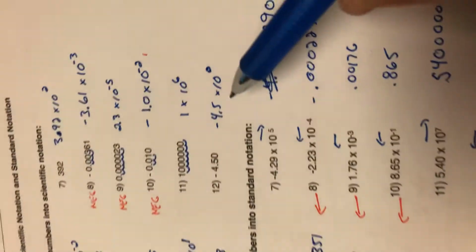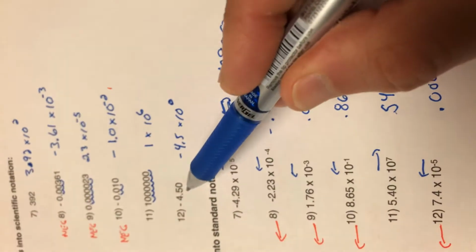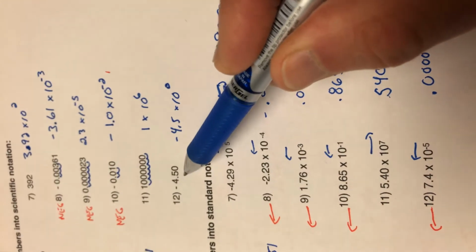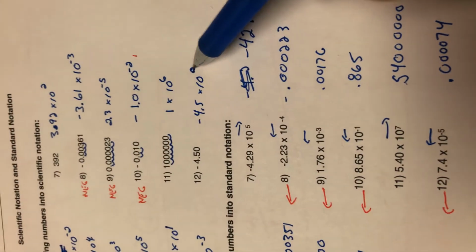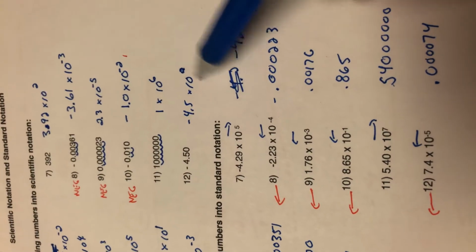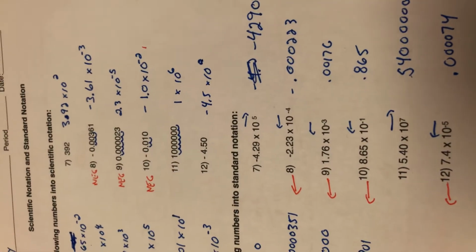This guy, number 12, don't get confused with it. It's already basically in scientific notation. I wouldn't give you anything like that now, but negative 4.5 times 10 to the, I didn't have to move it at all, 0. And if you remember, any number to the 0 power is just 1. Okay? So if you take a look at those, you can view what I did on that.